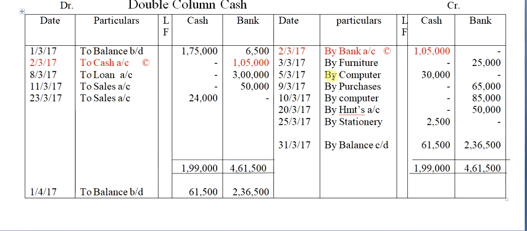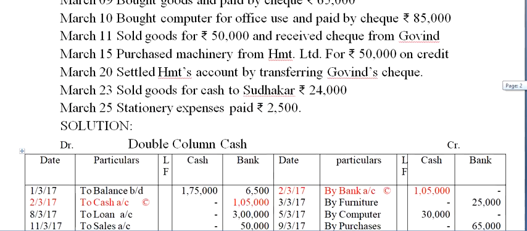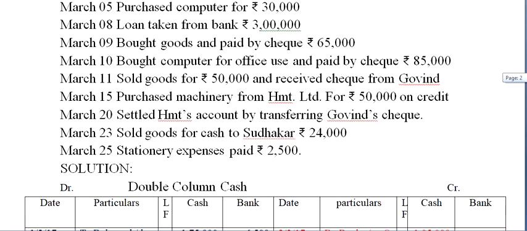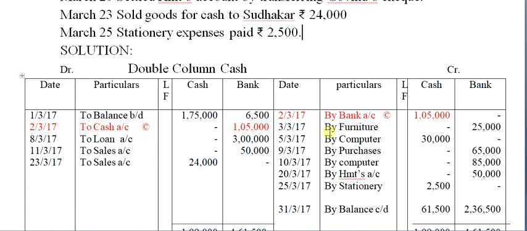So it increases the bank balance, my dear students. Next point, March 9th, bought goods and paid by check rupees 65,000. We have purchased the goods and it has been paid through what? Check. So our bank balance reduces. So it should be taken under which side? Under the credit side. So what happens?